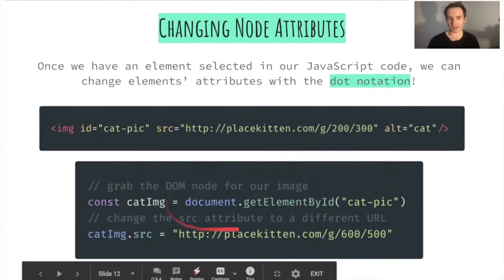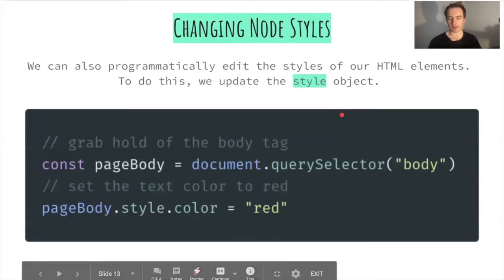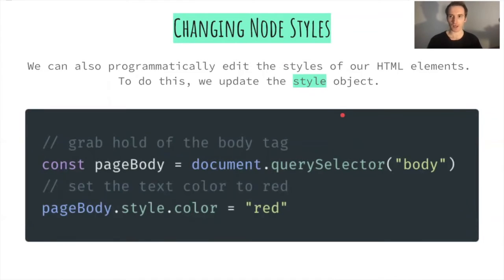So doing these lines together, we're grabbing hold of the DOM element in an object form, and we're just updating one of these properties to something else, and that essentially changes that attribute. So that's attributes, that's one thing. The other thing that we can also do is edit styles.